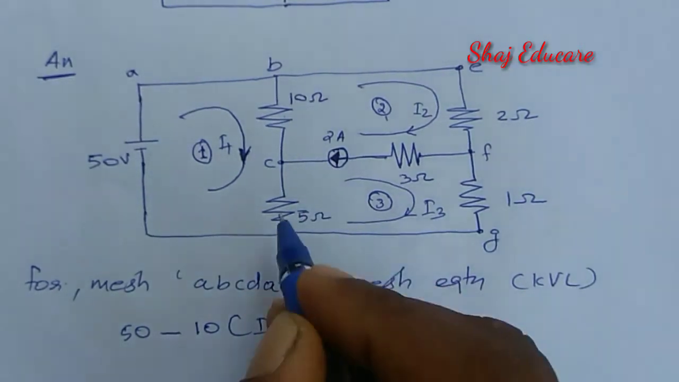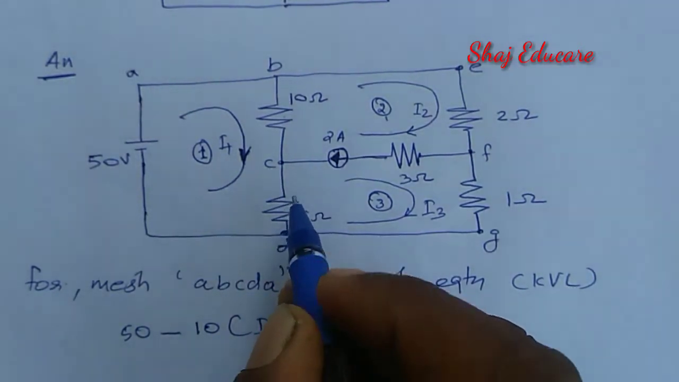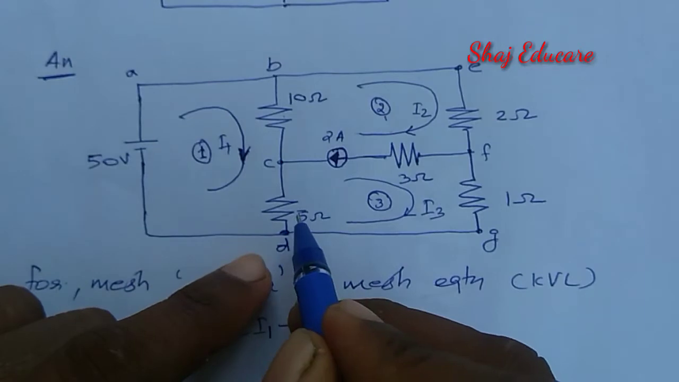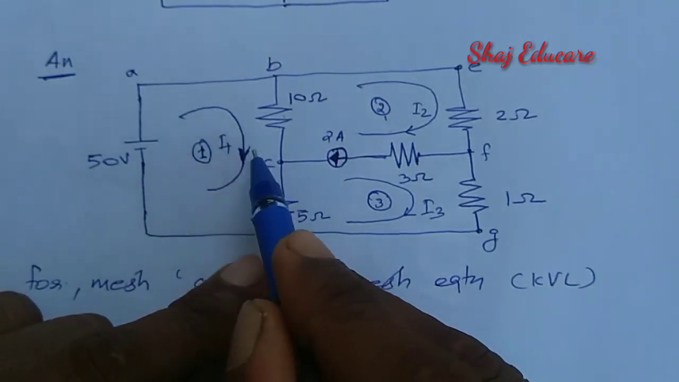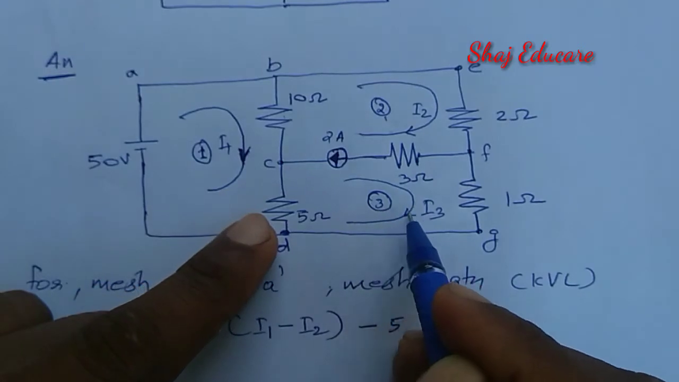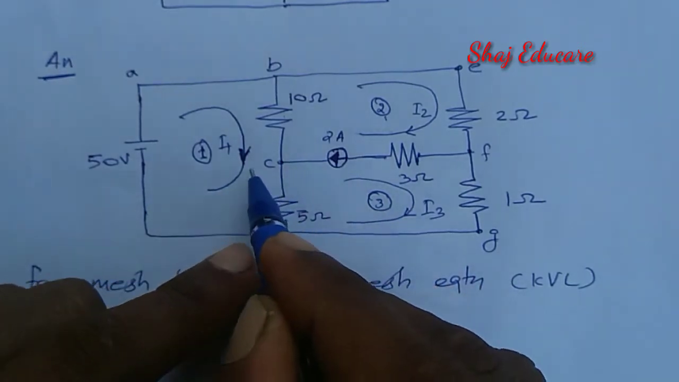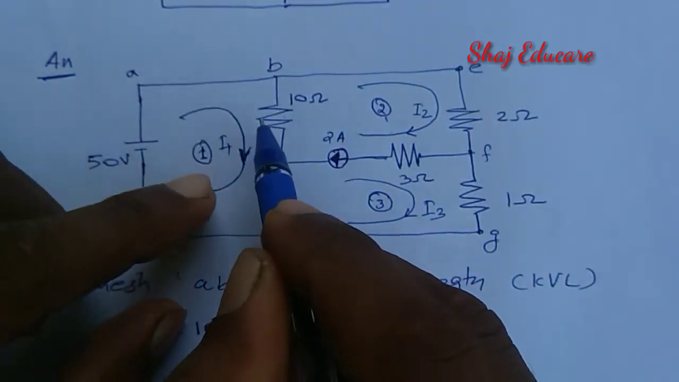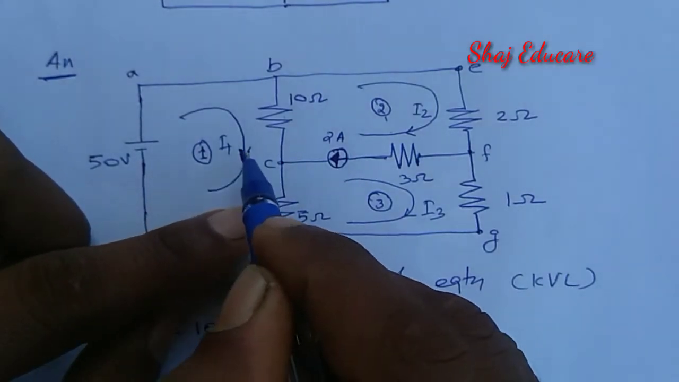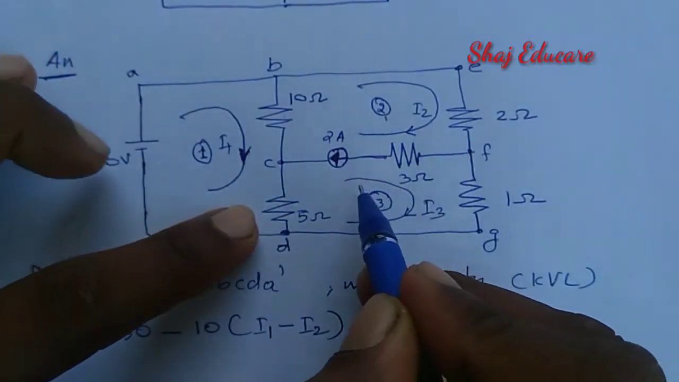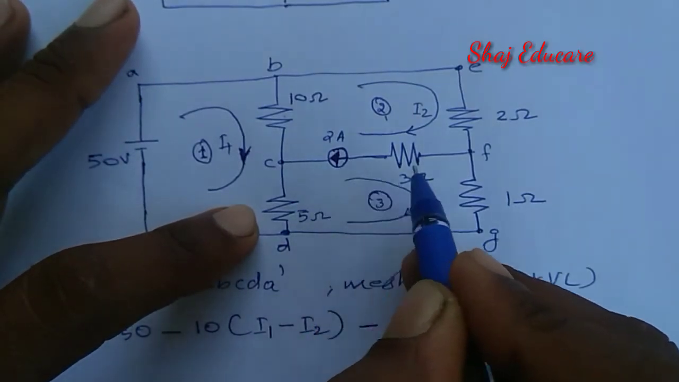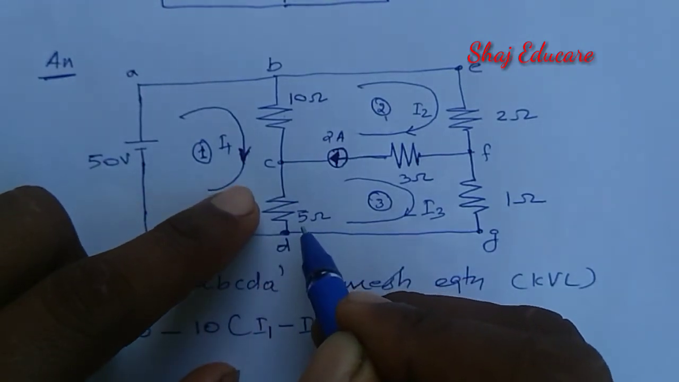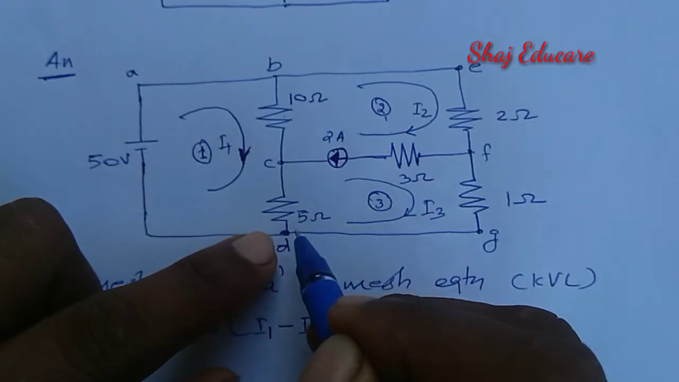Minus, then there should be a voltage drop across the 5 ohm resistance, so 5 ohm into the currents flowing through the 5 ohm resistance. I1 is flowing downward, whereas I3 is flowing upward. The same I1 is flowing through the 5 ohm resistance in the downward direction, whereas this branch current I3 is flowing upward through the 5 ohm resistance.